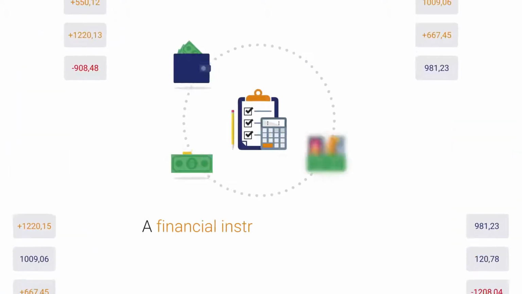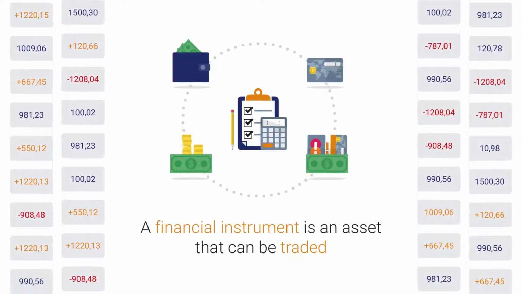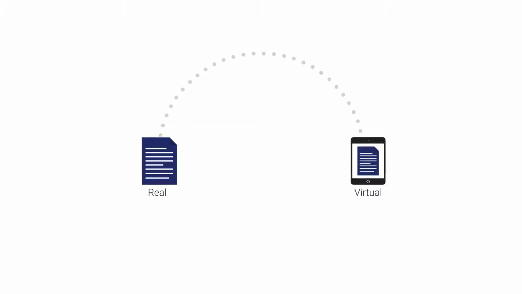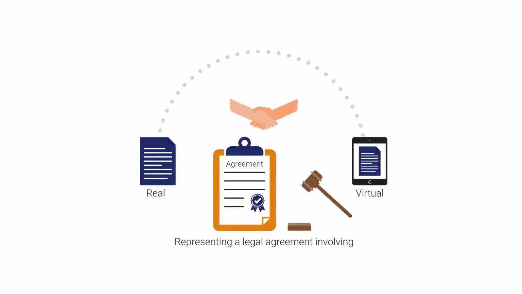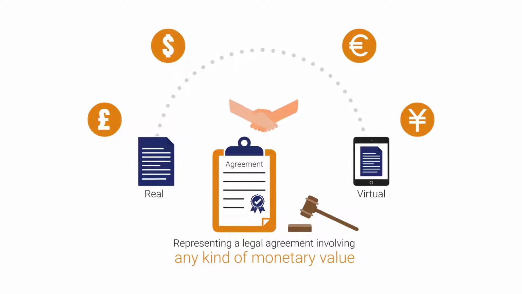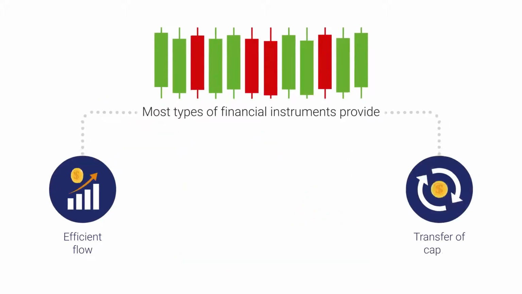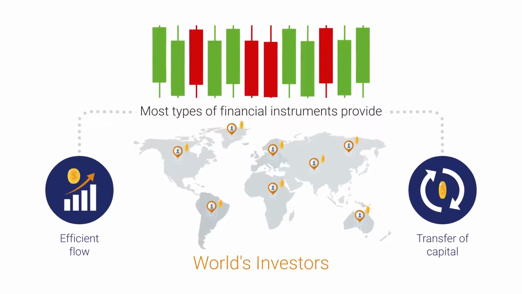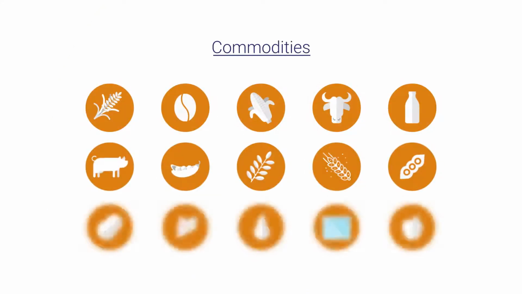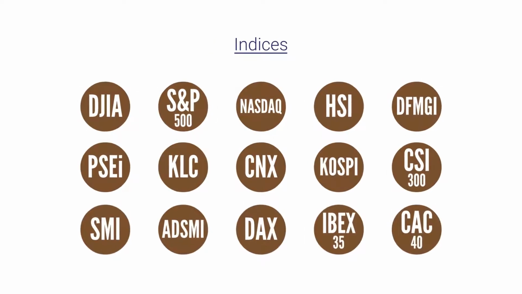A financial instrument is an asset that can be traded. It is a real or virtual document representing a legal agreement involving any kind of monetary value. Most types of financial instruments provide efficient flow and transfer of capital all throughout the world's investors. For example, currencies, commodities, indices, etc.